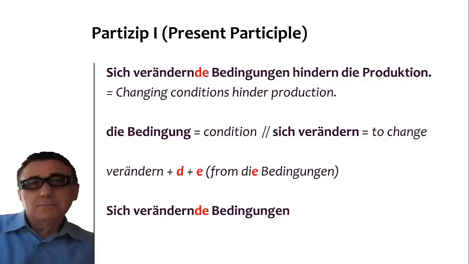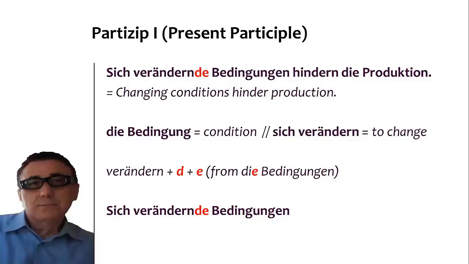Sich verändernde Bedingungen hindern die Produktion. Die Bedingung means condition. And the verb sich verändern means to change. Now you may ask, what is the difference between sich verändern and only verändern? Okay, verändern means to change something. Sich verändern, change happens to itself, happens to the subject. The subject is affected by the change.